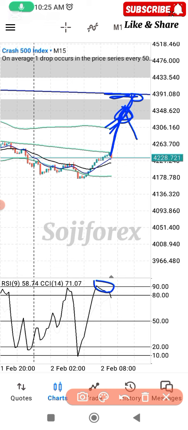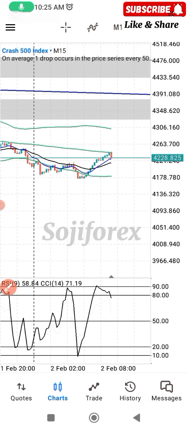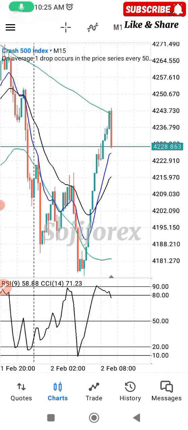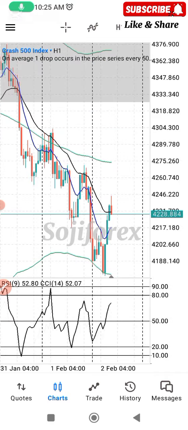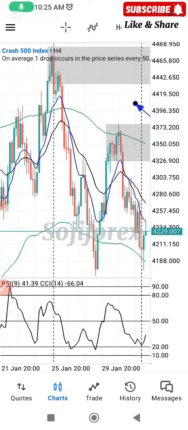It will eventually drop because those zones are points of reaction that you have marked. Even if the trend continues to the upside, it will definitely respect that zone. There will definitely be a reaction in those zones. This strategy is strictly for catching drops. Like I said, it's not the regular way of trading.